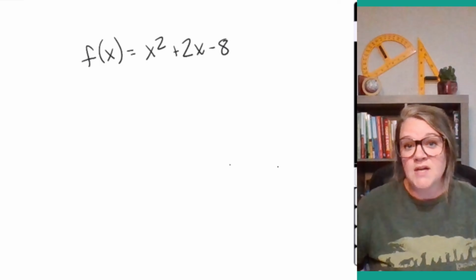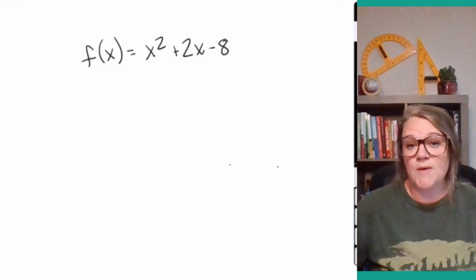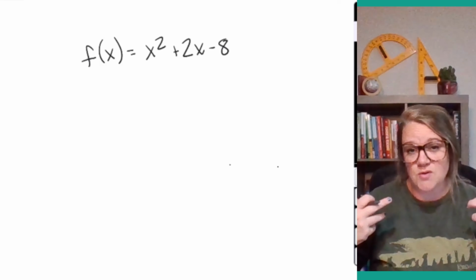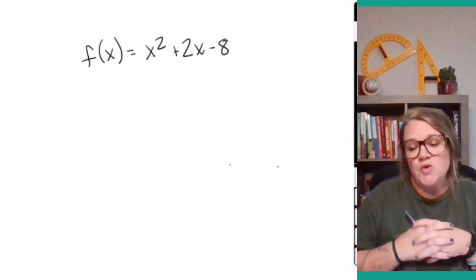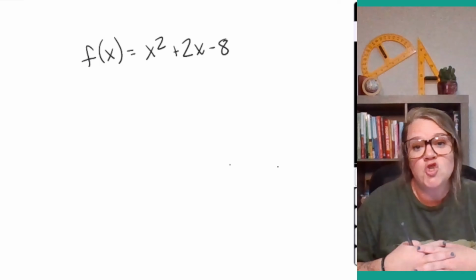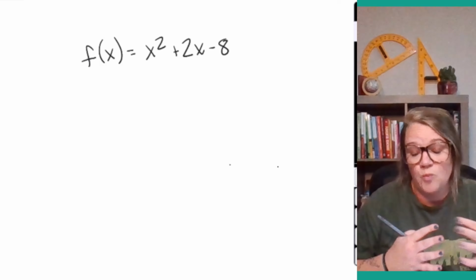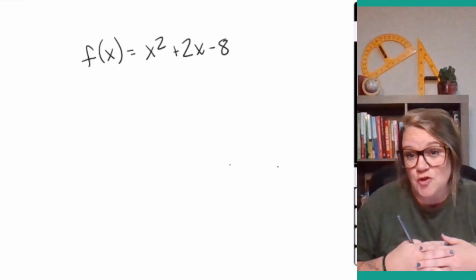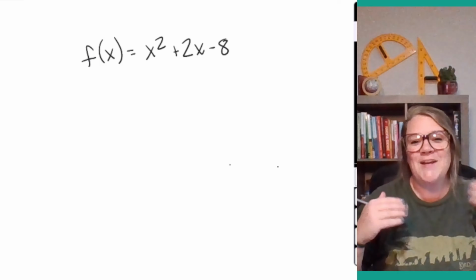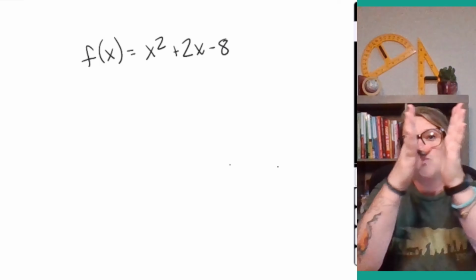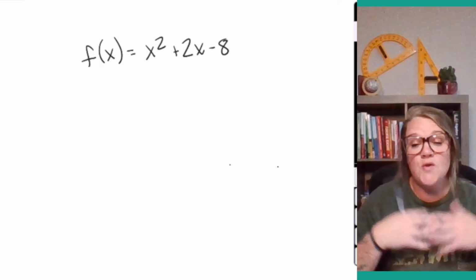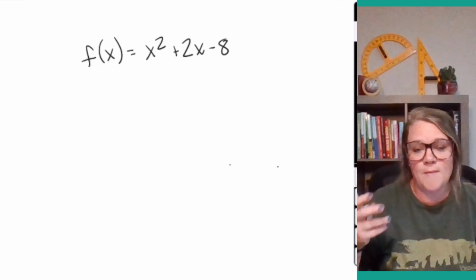We have f(x) = x² + 2x − 8, and we want to find everything that we have talked about so far. So the first thing we're going to do is think, what form is this, and what does this form tell me? One thing that I know is that this is in standard form. There's no parentheses in here anywhere. We have our x squared term, we have our x term, we have our constant term, no parentheses. This is standard form.